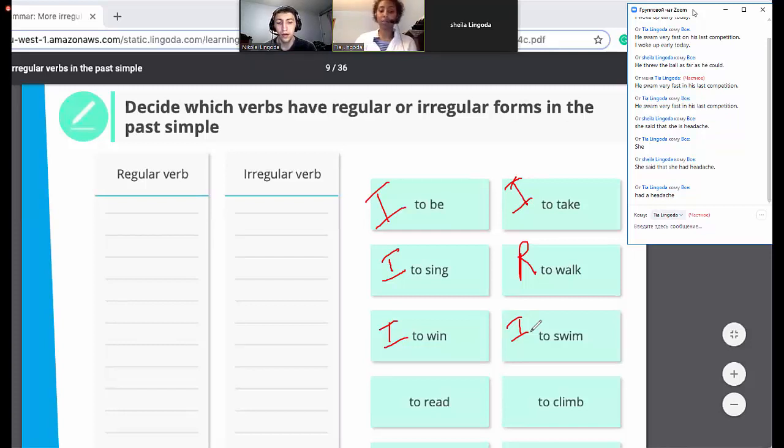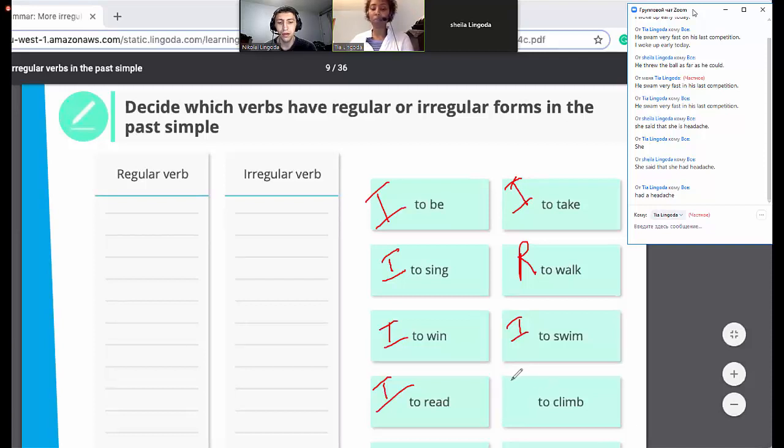Nikolai, read. Irregular. Red. Good. How do you spell red? R-E-A-D. That's it. So it's spelled the same. That's why it's irregular. Okay.